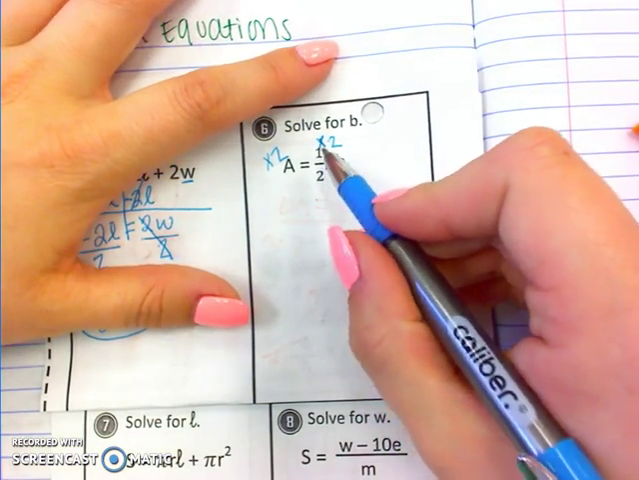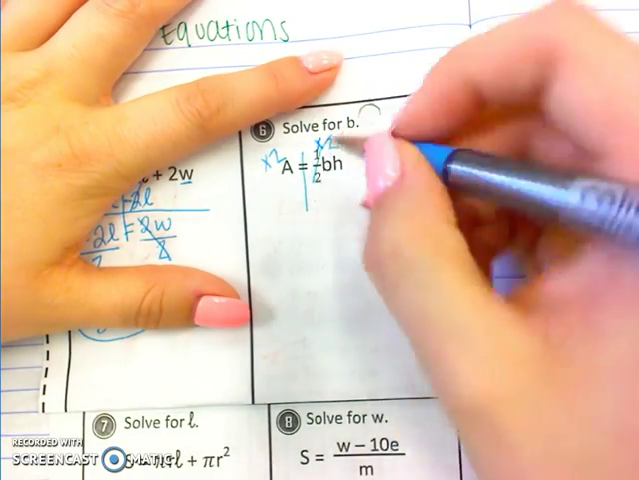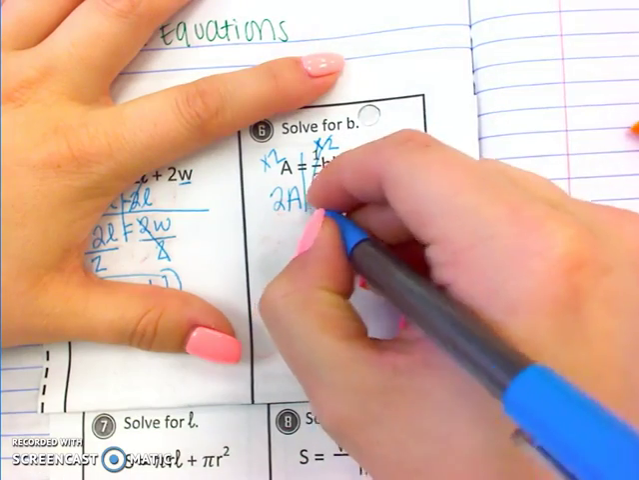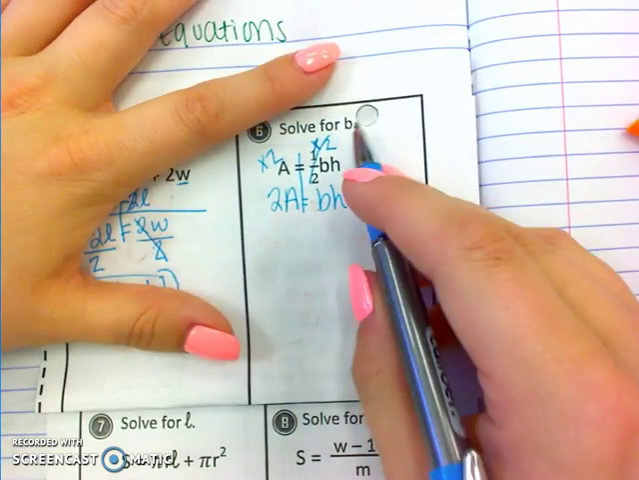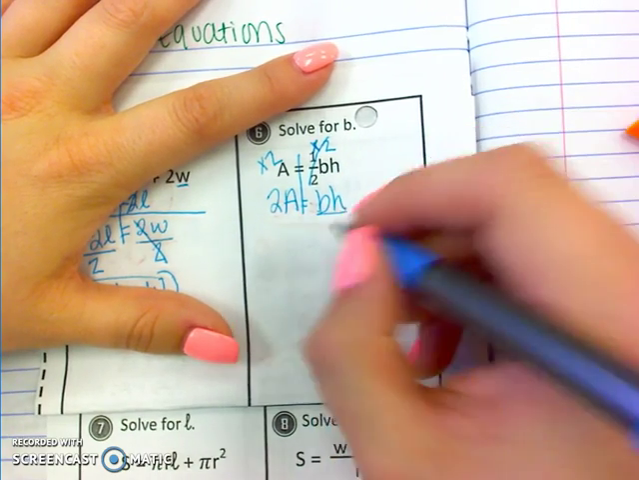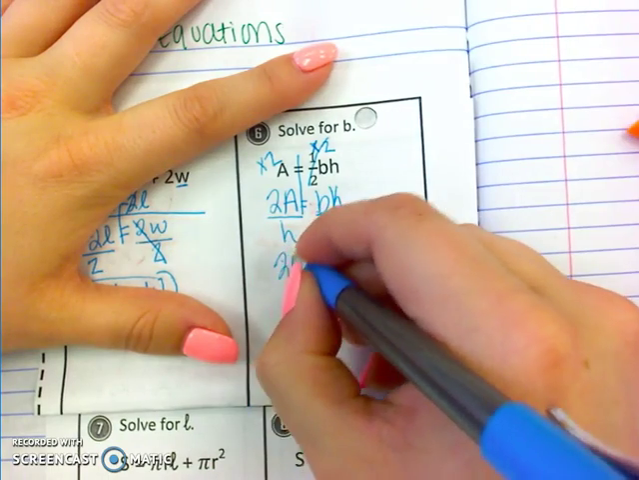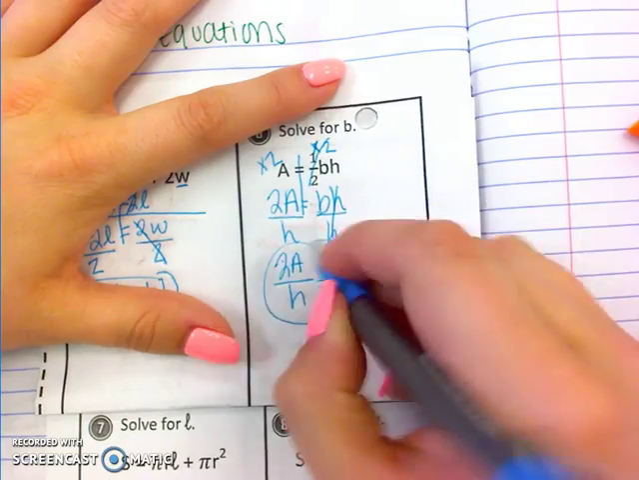Okay? So I have, then I canceled this piece out, and I have 2 times A, or 2A, and I'm left with equals BH. To solve for the B, I'm going to divide by the H. So 2A over H is equal to B. Final answer.